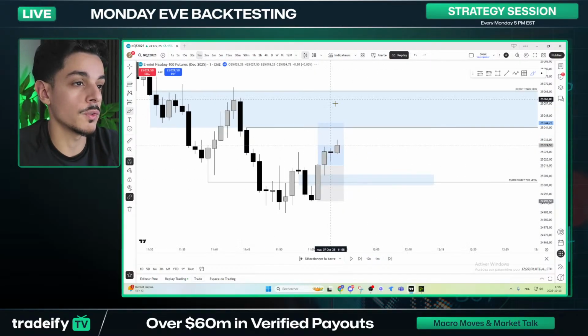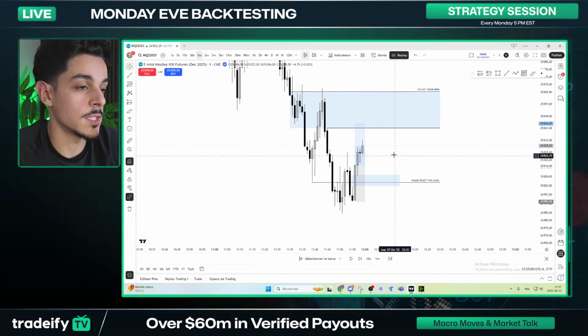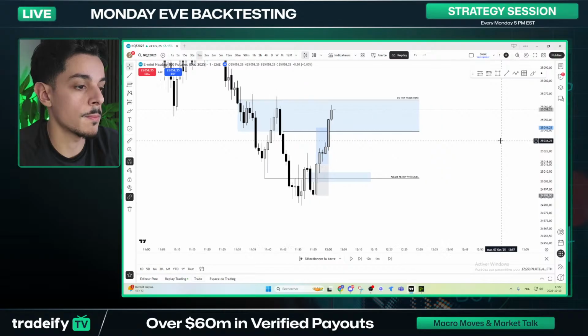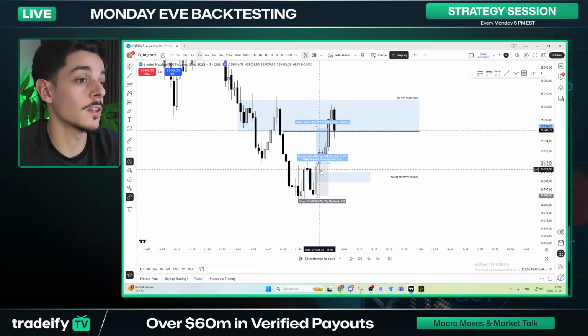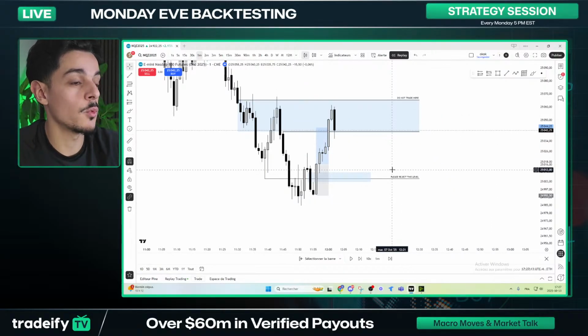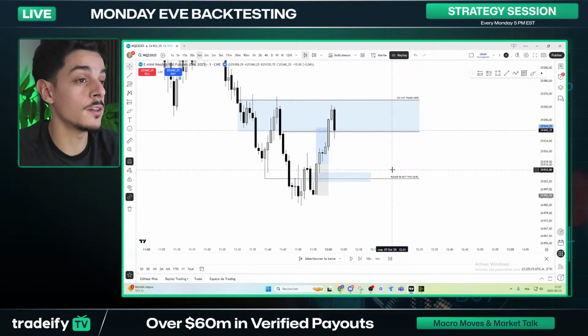Okay, so here you entered inside this unfilled inversion fair value gap, and then saw the push up. Okay, what can you see from this trade? The level that you had as your entry was extremely reactive, and you won fast. And if you are going to lose, you're going to lose fast also. So this is exactly what you want to see.